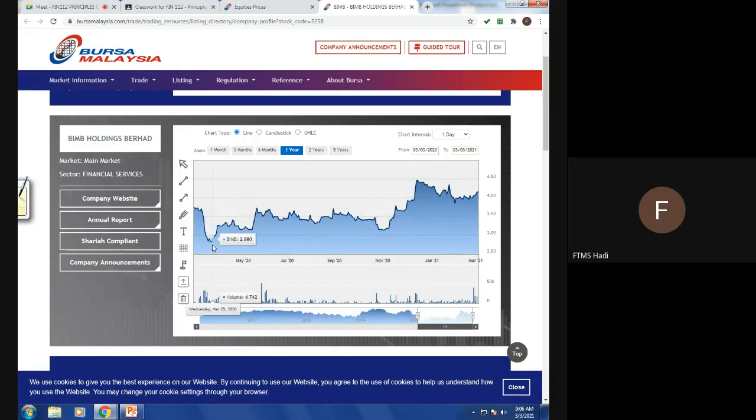Whoever bought that share at that time, 2 ringgit 80 cent, and then when it reached 4 ringgit 46, they got a profit or gain of about 1 ringgit 60 cent. So the gap here is an opportunity for them to sell at 4 ringgit 46 cent. That's why they make money, because they bought at this price and sold at this price.